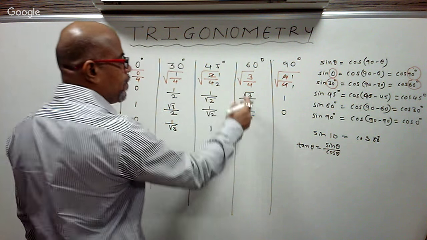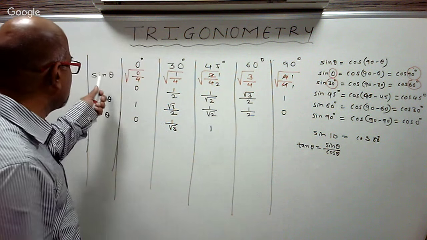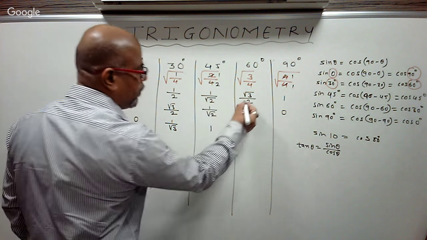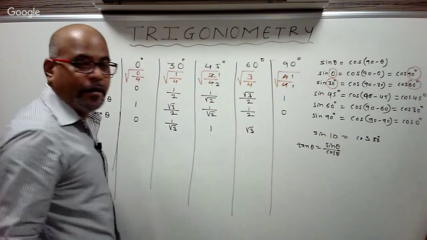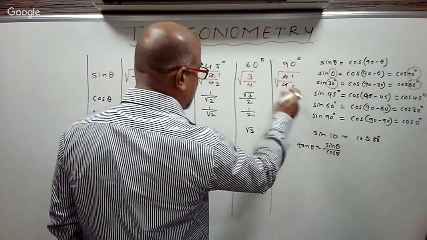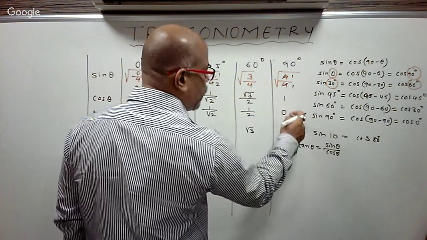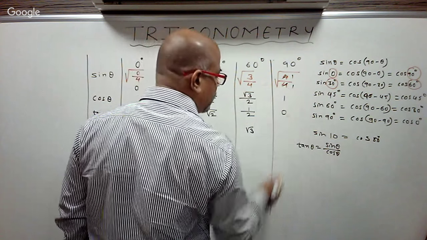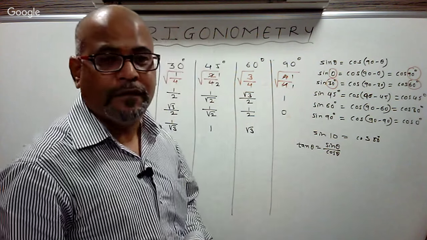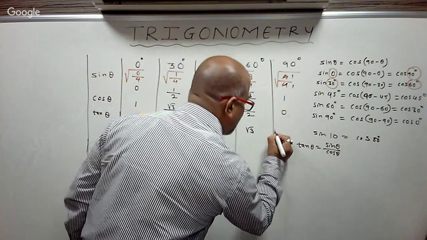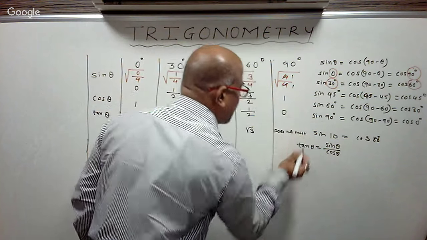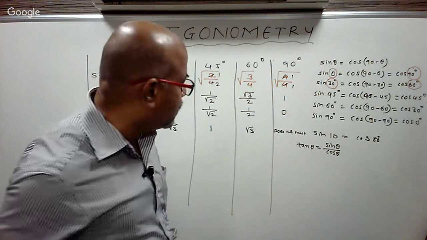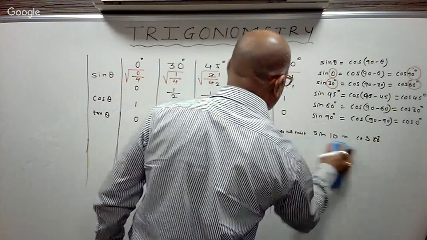If we divide the same number, we get the answer 1. Now here, root 3 by 2 upon 1 by 2. Tan 60 equals sin 60 upon cos 60. When we divide, these 2s get cancelled, we get here root 3. And here the last one, tan 90, sin 90 upon cos 90, 1 by 0. Any number divided by 0 does not exist, therefore here does not exist. The value of tan 90 does not exist.